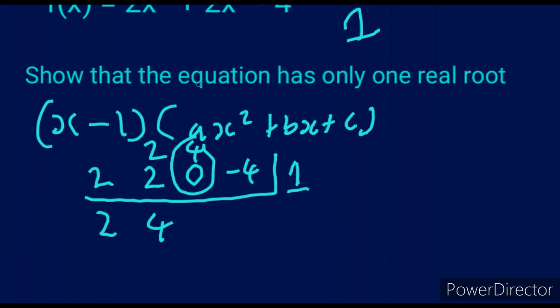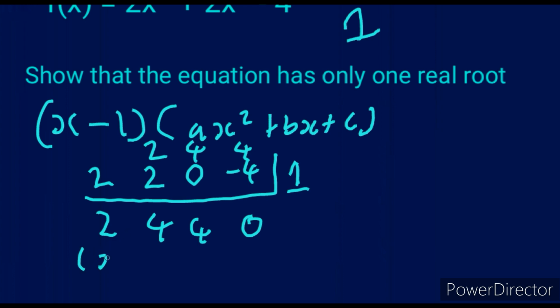Then we just add this value. So this is going to give us 4. And then 4 times 1 is 4. So we add this value and this will give us 0. So as long as we got 0, we know that we're on the right track. So there are no mistakes.